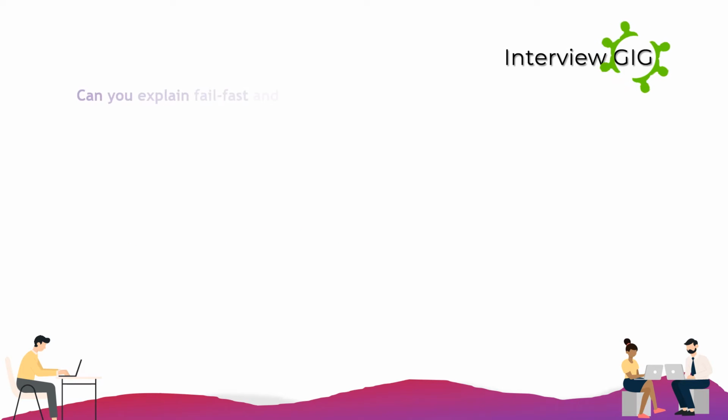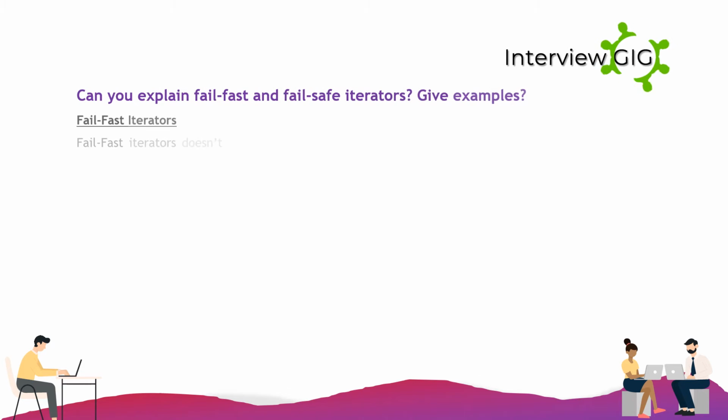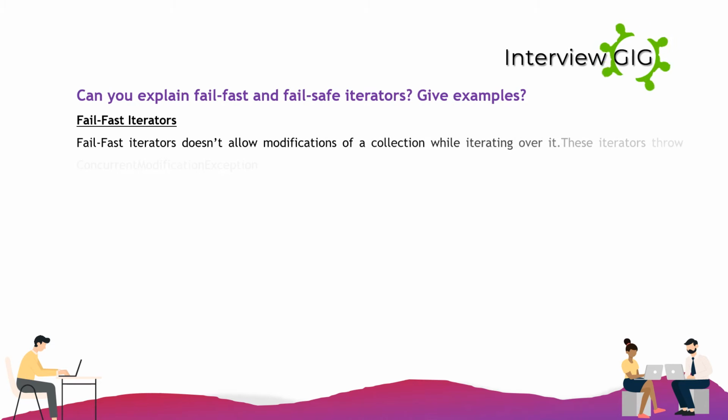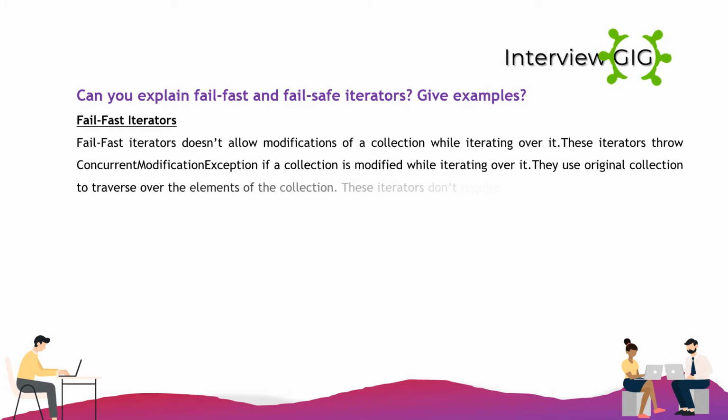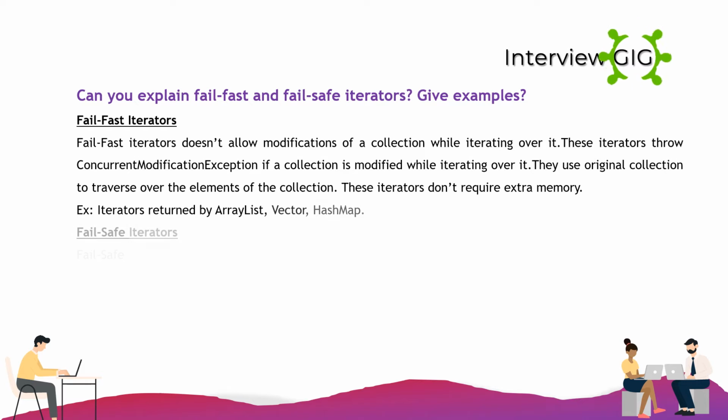Can you explain fail-fast and fail-safe iterators? Give examples. Fail-fast iterators don't allow modifications of a collection while iterating over it. These iterators throw ConcurrentModificationException if a collection is modified while iterating over it. They use original collection to traverse over the elements of the collection. These iterators don't require extra memory.